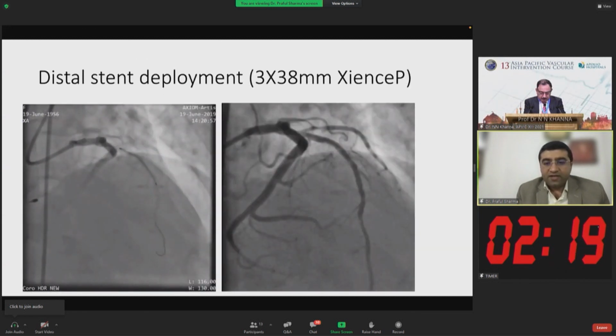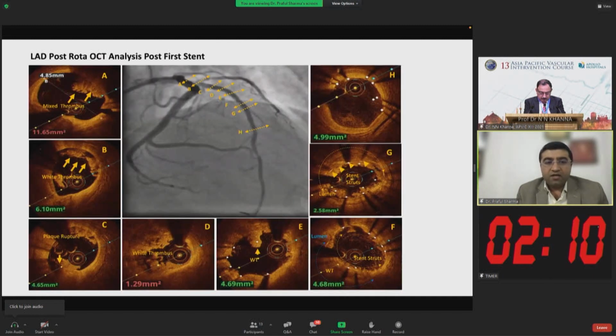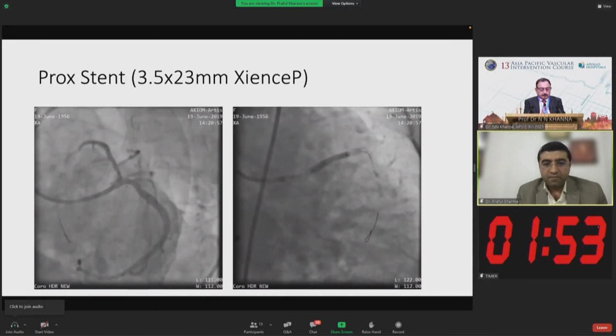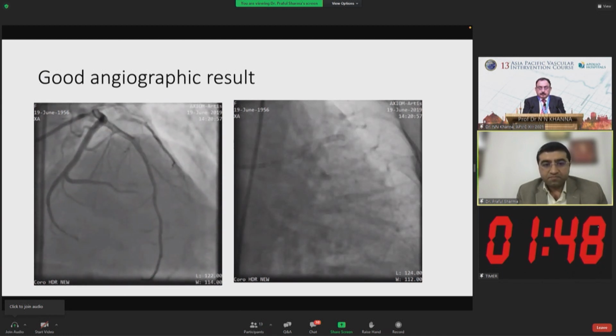So we deployed a stent distally, and the patient's BP and angina were relieved with inotropes and pain relief. OCT was done again, and again it sprung up a lot of surprises. The proximal lesion in the LAD had dissected quite nicely. The distal struts were well opposed. So depending on all these features, we quickly put one more stent in the proximal LAD and completed the case with a good angiographic result.